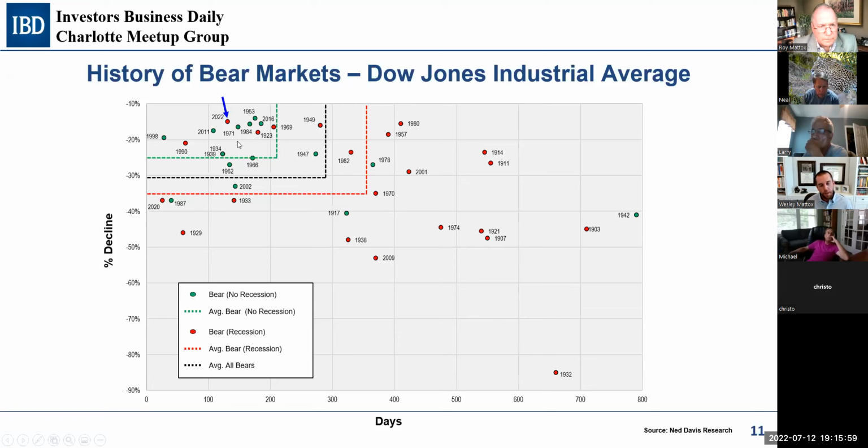We don't think it's over, especially if this is a recessionary bear market. You'll notice the average recessionary bear market will see a 35% decline, and the average length is about a year. So we're less than halfway into this, if it's a recessionary bear market of average length, and we're far less than halfway as far as the correction. But again, this is the Dow Jones Industrial Average. The Nasdaq's already been hit much harder, and S&P as well.